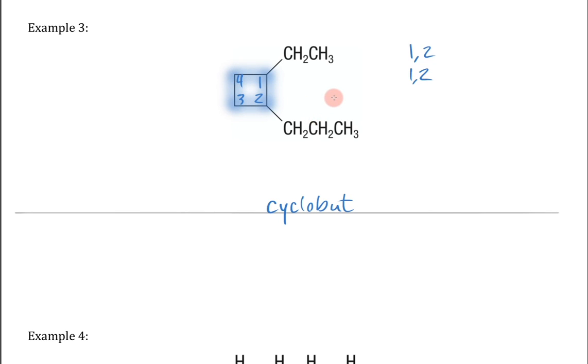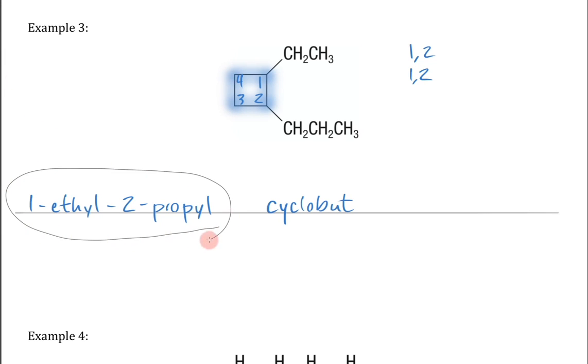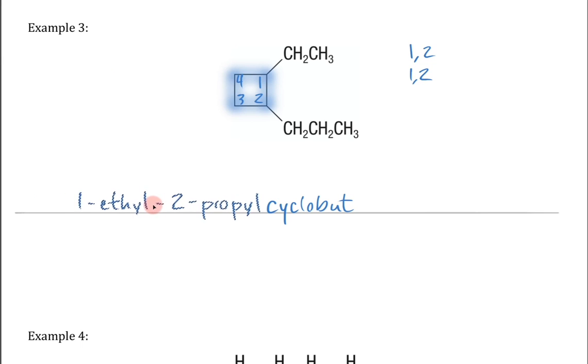Okay, so we have our carbon atoms numbered now. We can write out our prefix. So the prefix would be 1 ethyl, and then 2 propyl. And I'll just move it again. Okay, and then of course we need to put our ane suffix because it is an alkane. And so that's our correctly named example 3. It is called 1-ethyl 2-propyl cyclobutane.